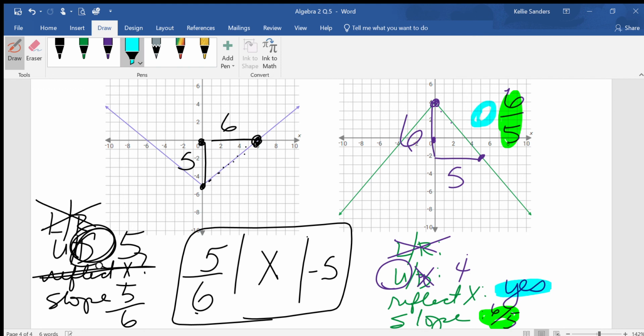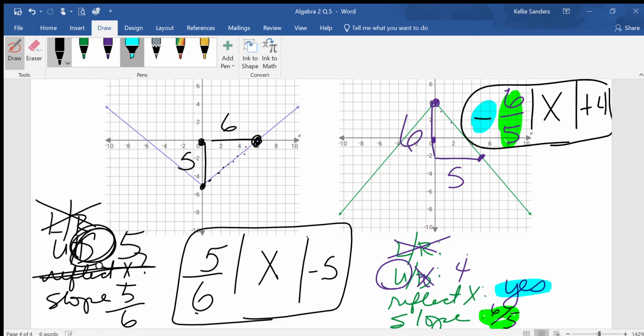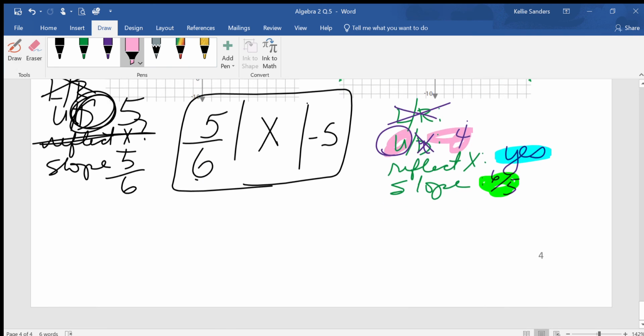Reflect x is the negative. Nothing's going to be on the inside because there wasn't a left or right shift, but it went up 4. So we have a +4 on the outside. Let me put some color to that one. Up 4, up 4. Kind of fun. I like them. That's it.